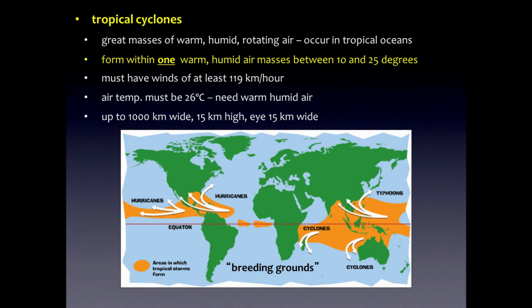Remember, we can have extratropical cyclones with snow and blizzard-like conditions associated with them. Tropical cyclones, we need an air temperature of about 26 degrees. It needs that warm, humid air as a source of energy to keep it going. These storms can be very wide, up to 1,000 kilometers. The storm itself can extend up to 15 kilometers in height, and the eye, which is sort of that low pressure system or center in the middle of the storm, can sometimes be 15 kilometers wide.